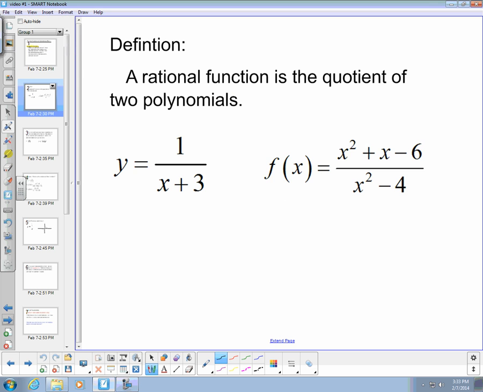We're going to start with the definition of a rational function. A rational function is just a fraction that's made up of 2 polynomials. The numerator and the denominator are both polynomials. Remember, quotient means division, and I've given you 2 examples of rational functions here on the screen. Y equals 1 over x plus 3. F of x equals x squared plus x minus 6, that's a polynomial, divided by x squared minus 4, that's your second polynomial. So both numerator and denominator are polynomial functions.